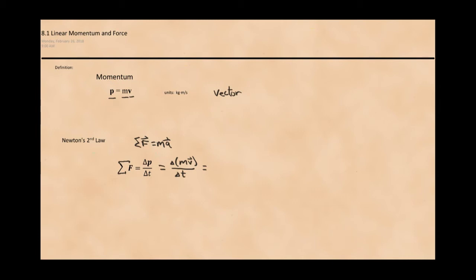As long as mass is constant, we can take it outside of the change operator, or the delta, and so we have mass times delta v over delta t is equal to the sum of all the forces. And note that change in velocity over change in time is simply acceleration. So, when mass is constant, change in momentum over change in time simplifies to mass times acceleration.